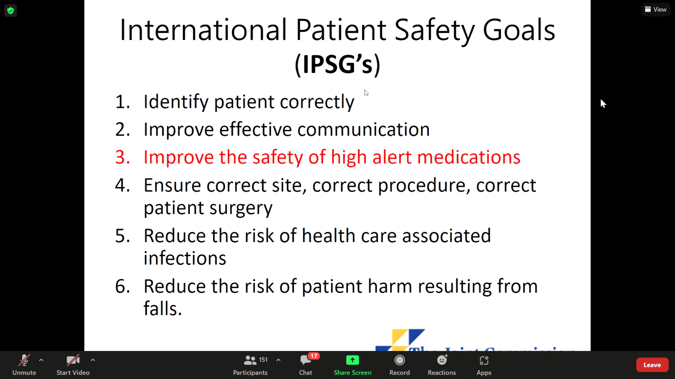The fourth international patient safety goal is to ensure correct site of procedures, correct procedure, and correct surgery itself. So we need to ensure that we have already met with the patients before the surgery day. We need to do site marking. And on the day of operation, we have to do the time out procedure.